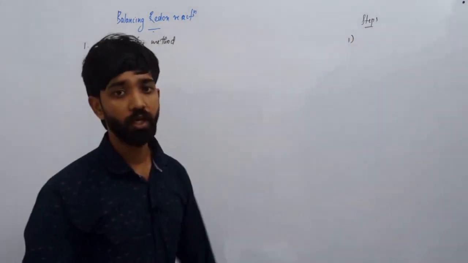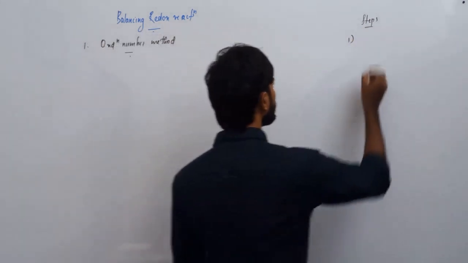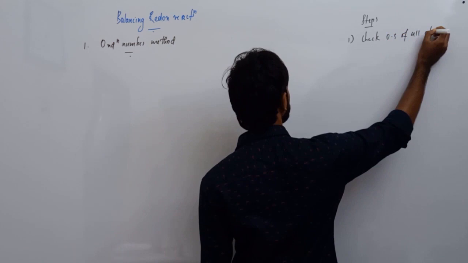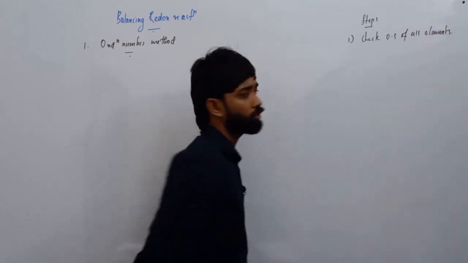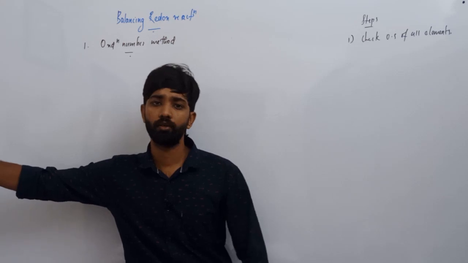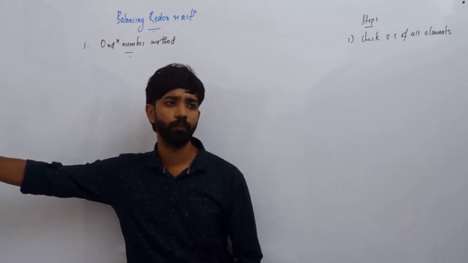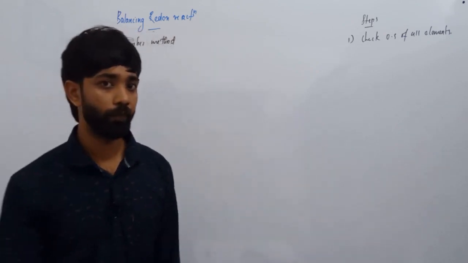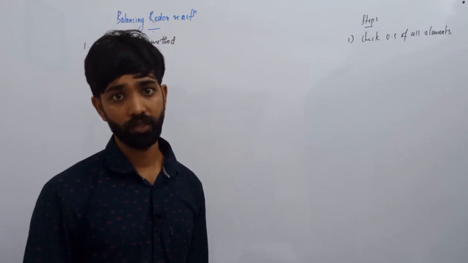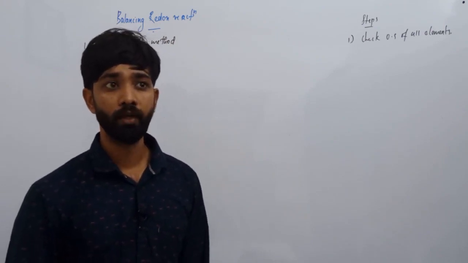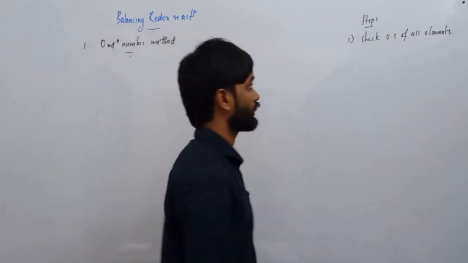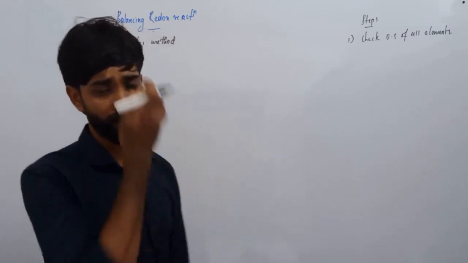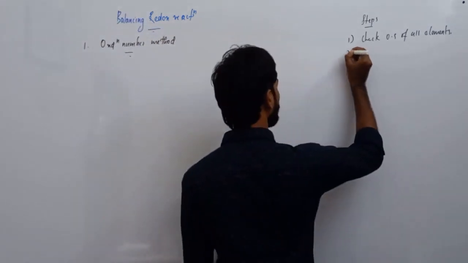First, you check all the oxidation states. Check the OS of all elements. Usually hydrogen and oxygen are not checked. No need of checking hydrogen and oxygen except in peroxide or hydride. If hydrogen is in the H minus state, then you have to consider it. Or if oxygen is in the minus 1 peroxide state, then you have to consider it. Otherwise, you simply check the oxidation state of other elements. So check the OS of all elements.